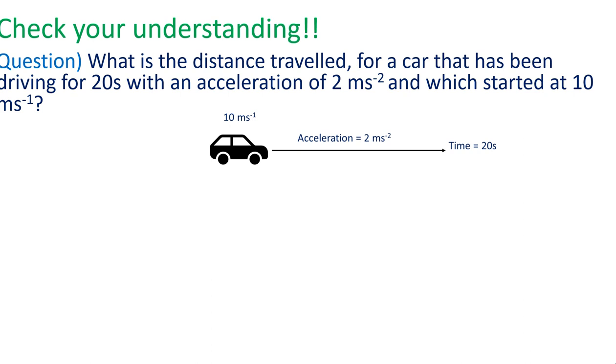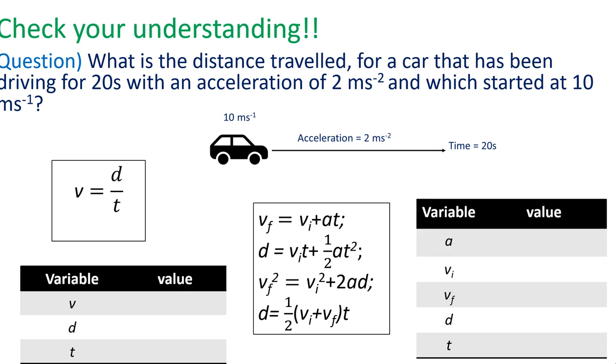And the second and final example, to check your understanding, the question is, what is the distance traveled for a car that has been driving for 20 seconds with an acceleration of 2 meters per second squared and which started at 10 meters per second? So try to find the distance using the correct format by filling in the table. Pause the video here and attempt to answer the question on your own.